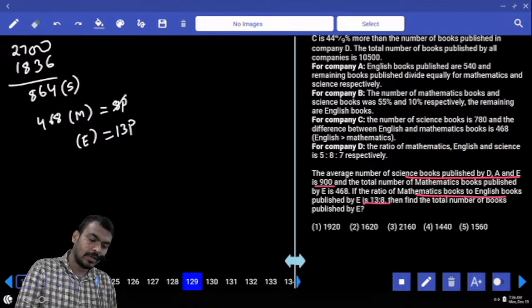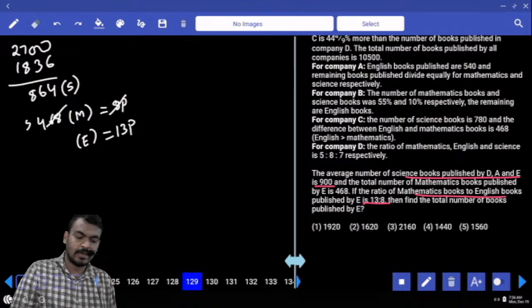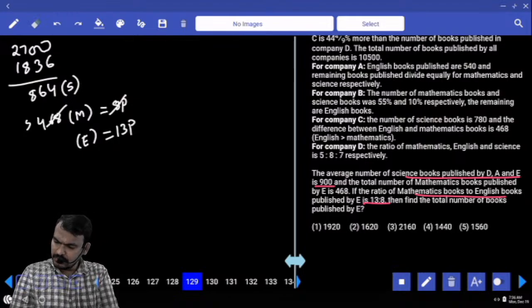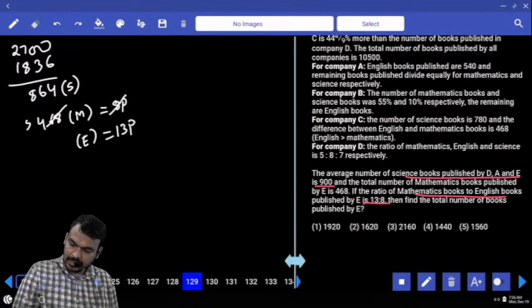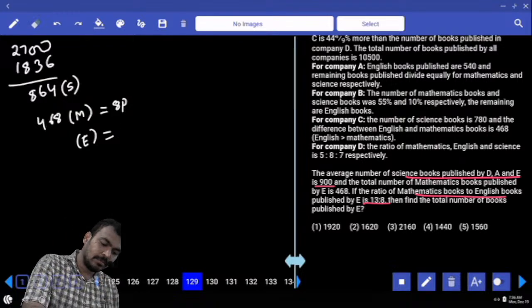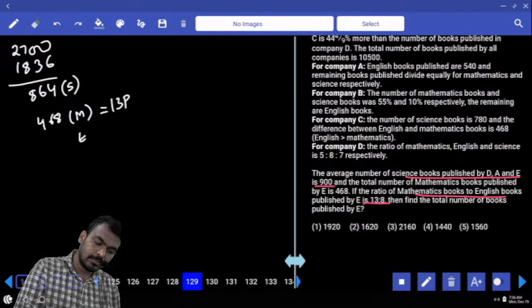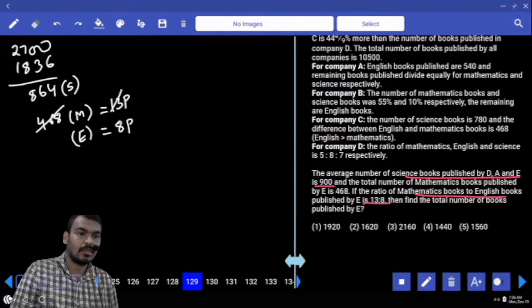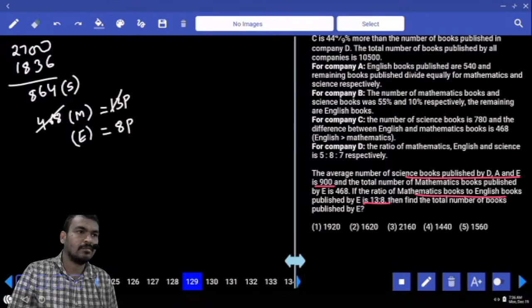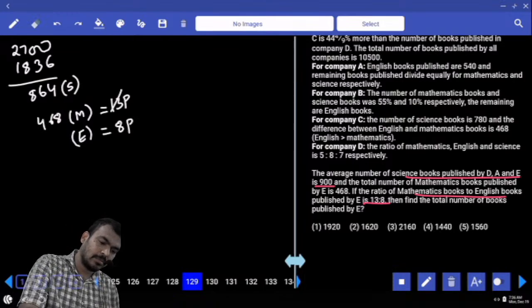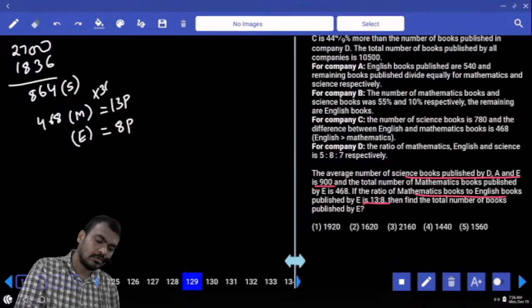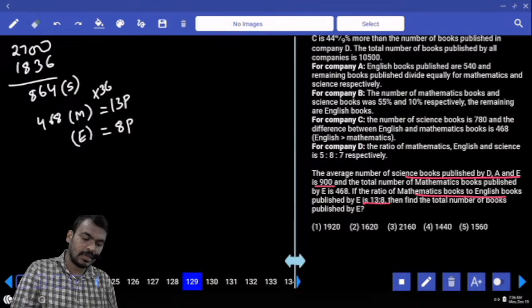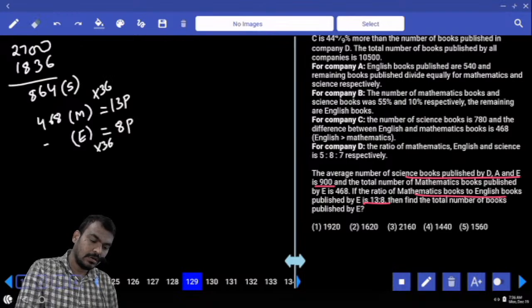Sorry, maths and English. Maths is how many parts? 13 parts. English is how many parts? 8 parts. 13 how many times? 3 times. What is the remaining? 7, 78. It means 6 times. It means it is multiplied by 36 times. 13 into 36, 468. Then 8 into 36, 288.